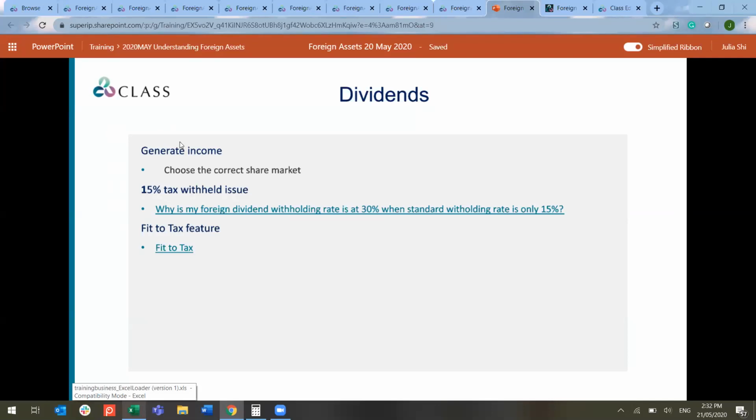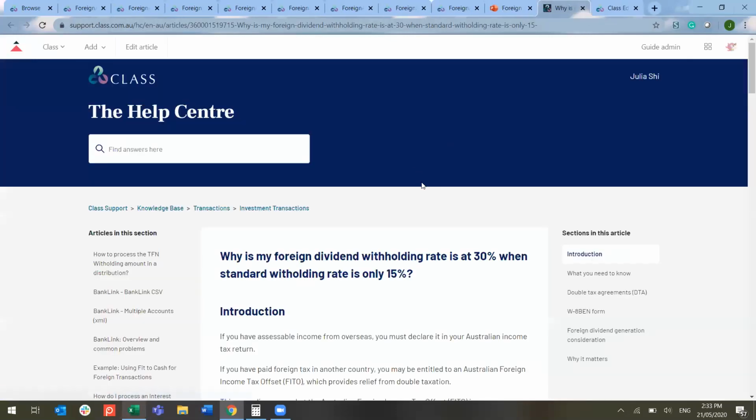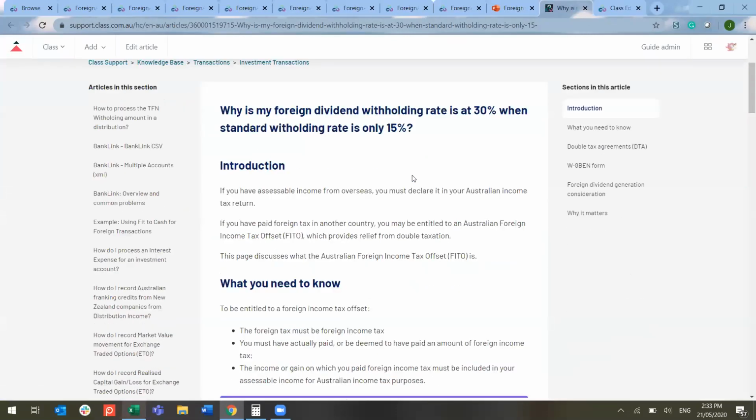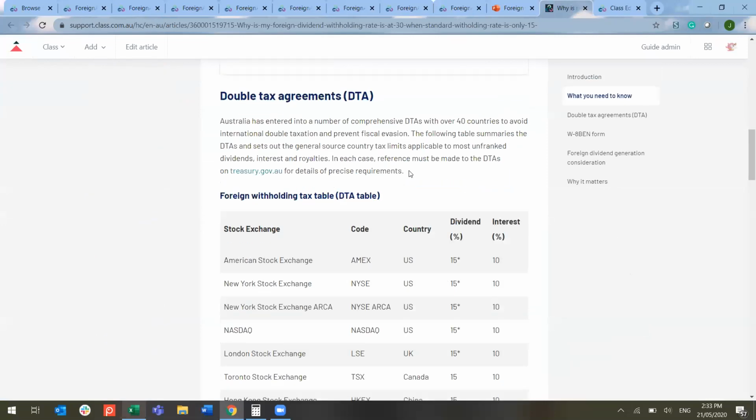Another issue, I will demo this generate income together with the fit to tax feature later. So I'll just go through this particular knowledge-based article: the 15% tax withheld issue. This is another commonly asked question, where you notice that your actual cash received is less than the actual dividend that's generated from the system. After investigating, you find out that there's an extra 15% that's being withheld.